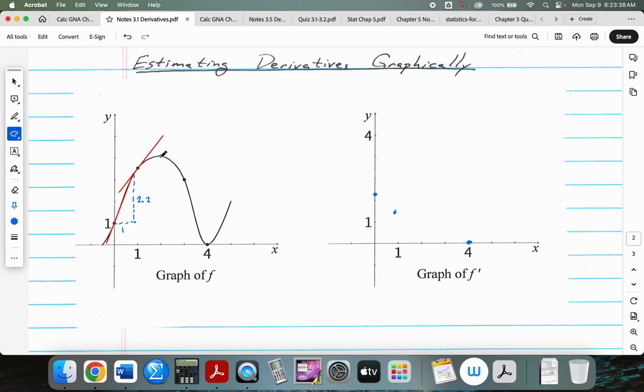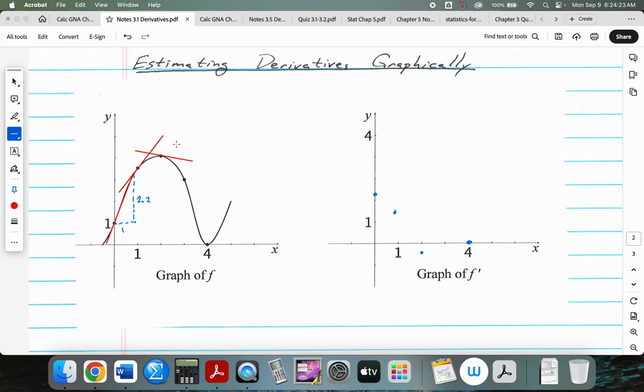Now, here at this point, it's near 0, but it looks to me like it's going down just a little bit. Not a ton, but maybe about like that. So again, if I'm doing a slope triangle, it doesn't go down very much. What, like maybe 0.3? So the slope there would be negative 0.3. So somewhere about there.